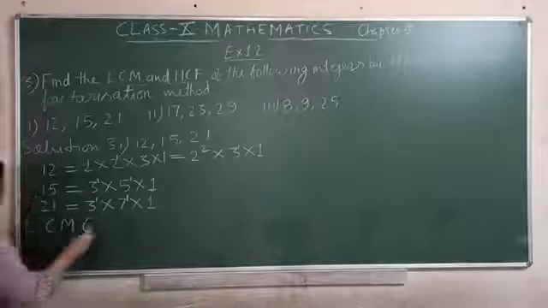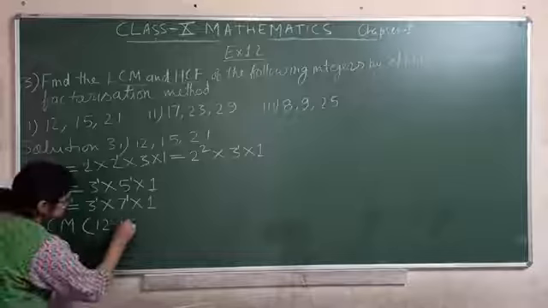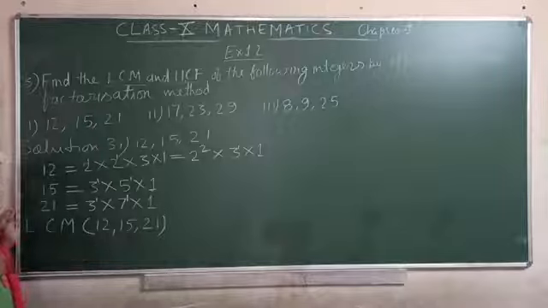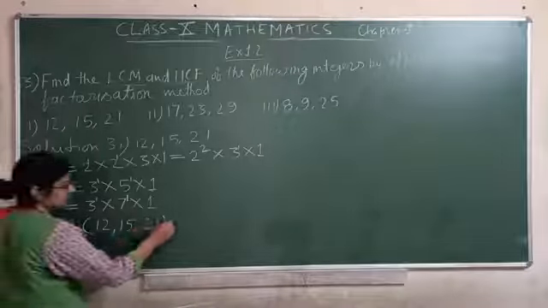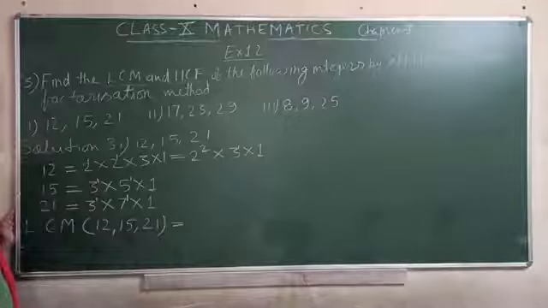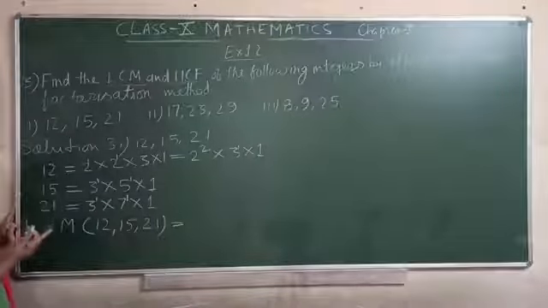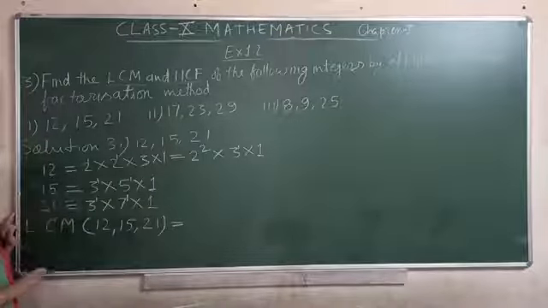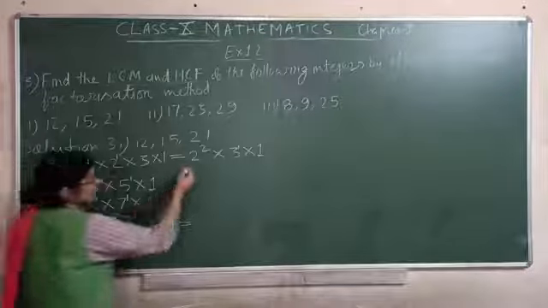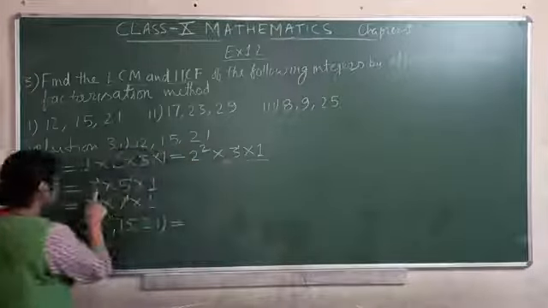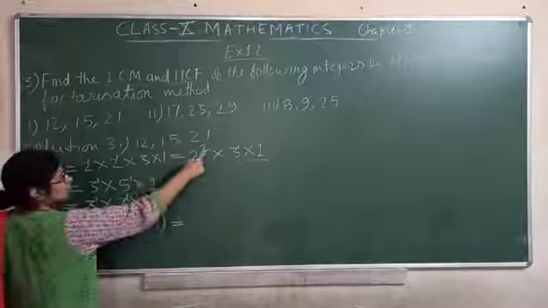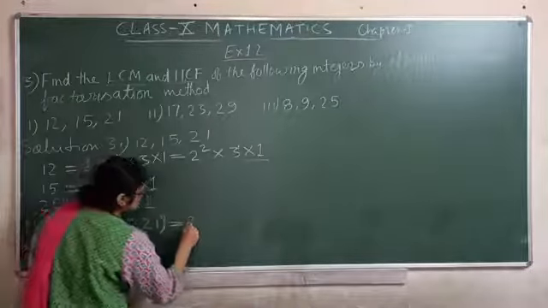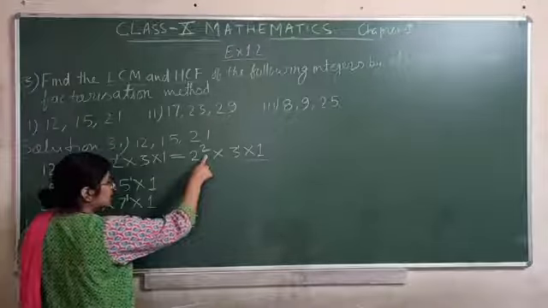LCM of 12, 15 and 21. What will be the LCM of 12, 15 and 21? So what we have to take? The largest power, the largest exponent, of all prime factors. Let's start with this one and this one. Here 2 squared only, and here I am not seeing any factor of 2. So we will write 2 squared. This is the largest power of 2.